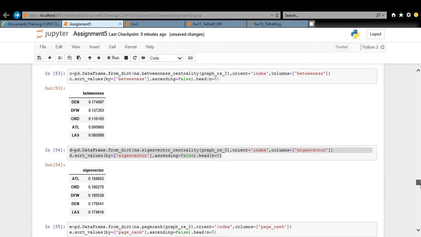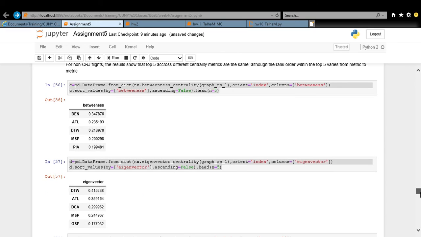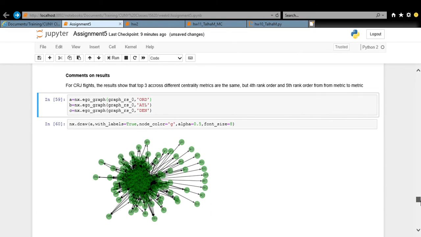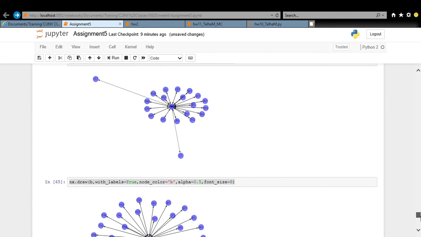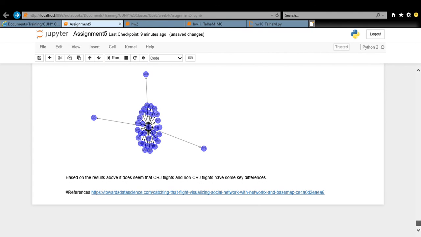Overall, they show that there's some differences between the two types of planes. For example, Ohio or Chicago is highly ranked, whereas others are not. Yes, and that's an overall review of the results and the analysis. Thanks.